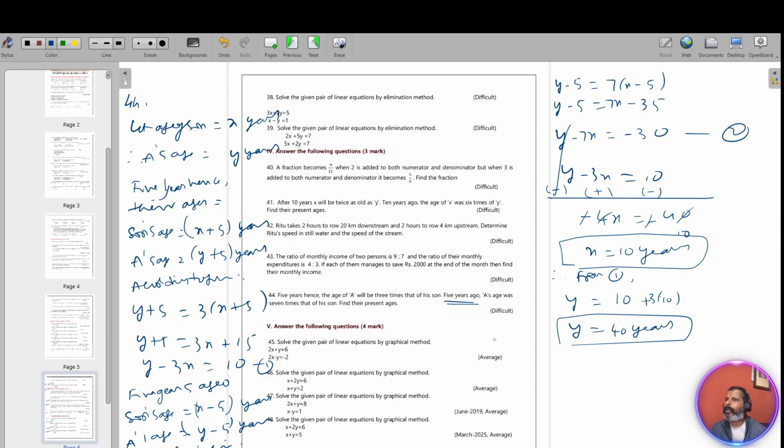Now what is the answer required? Find their present ages. Therefore, what is x? Son's age. Therefore, son's present age is equal to x we assumed, right? 10 years. A's present age is equal to y we assume, that is 40 years.